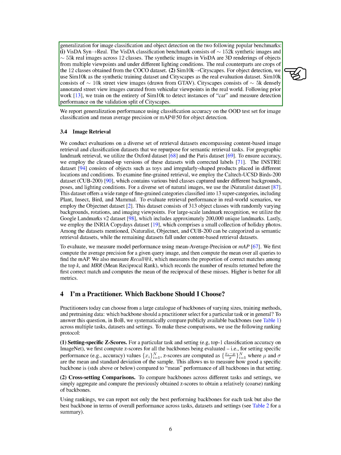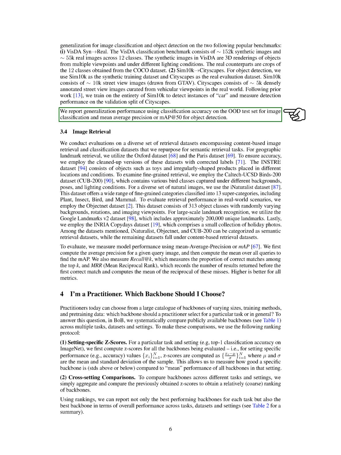We use two benchmarks for this: VisDA Syn to Real, which contains synthetic and real images of objects from 12 classes, and Sim10K to Cityscapes, which uses synthetic Street View images for training and real-world Street View images for evaluation. We measure performance using classification accuracy for image classification and mean average precision for object detection.